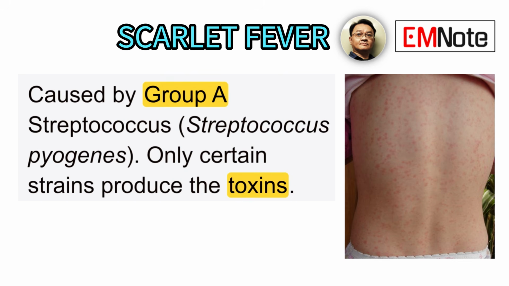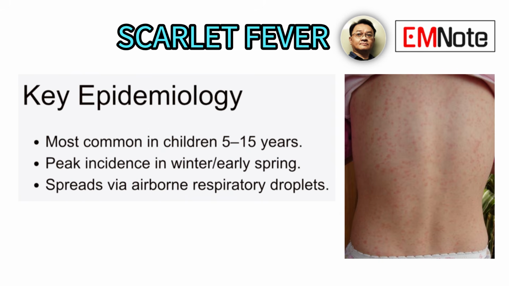Now here's a key point. Not every strain causes it. Only the ones that produce specific erythrogenic exotoxins are responsible for the disease. When you're thinking about who gets this, it's most common in kids, usually between 5 and 15 years old. You'll see it most often in the winter and early spring. And as for how it spreads, it's through airborne respiratory droplets.